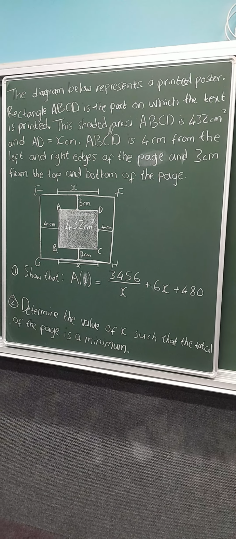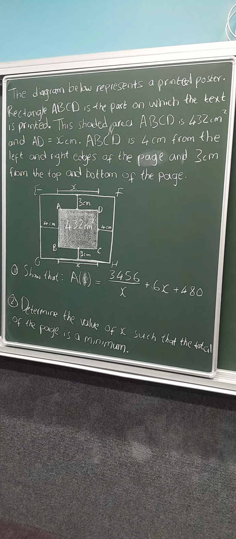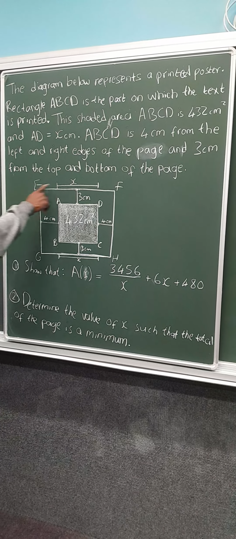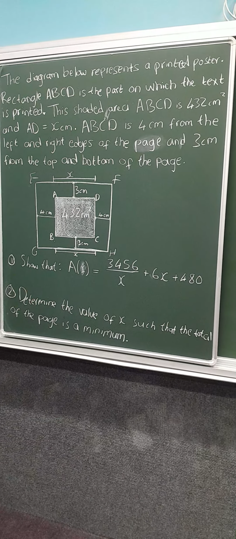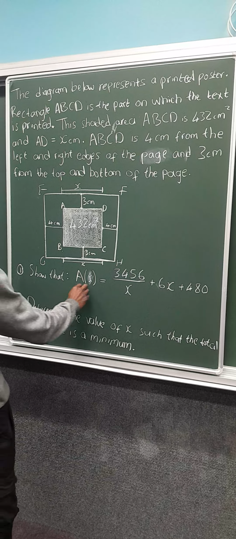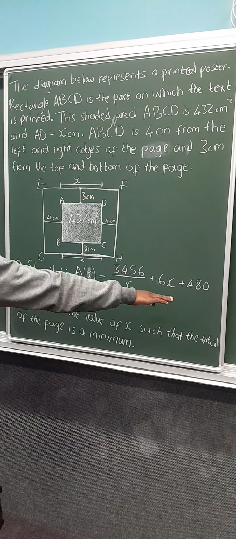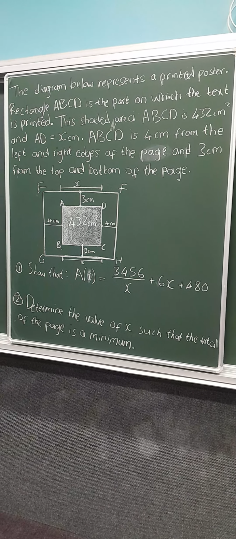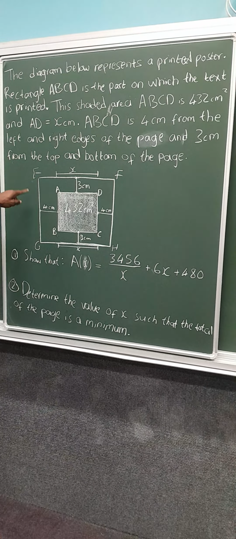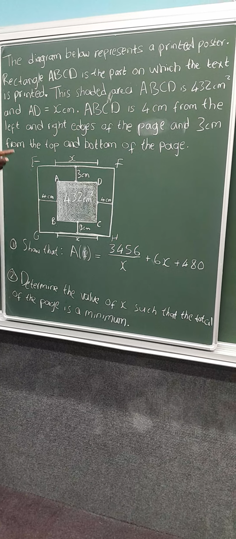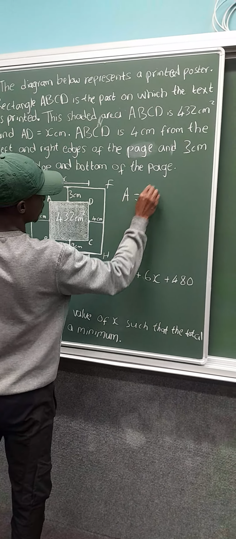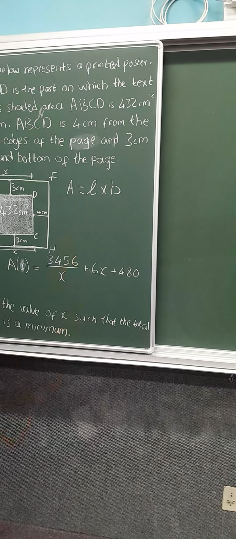plus 480. So what we are going to do for this question is to find the area of the big rectangle, which is EFGH. We need to find the area of that big rectangle, and then we need to prove that the area is equal to that. Remember that to find the area of a rectangle, we need a length as well as a breadth. So we're going to say length multiplied by breadth. That's the formula for the area.